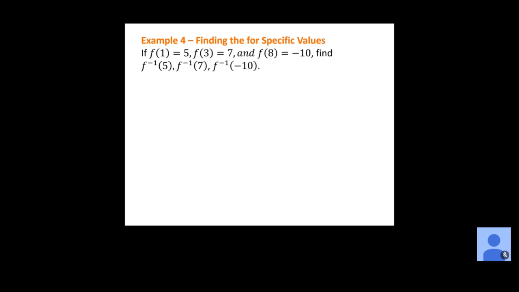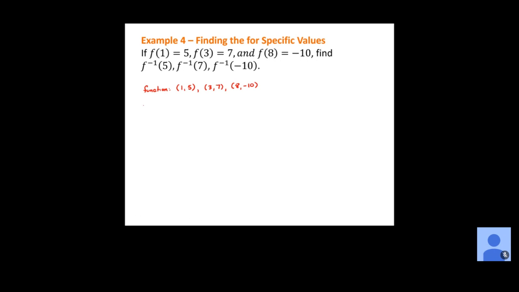All right, so if we take a look here, we've got f of 1 equals 5, f of 3 equals 7, and f of 8 equals -10. We want to find f inverse of 5, f inverse of 7, and f inverse of -10. Well, in this case, if f of 1 equals 5, that tells us that our original function has a point at (1, 5). It also has a point at (3, 7). And then we also have a third point at (8, -10).